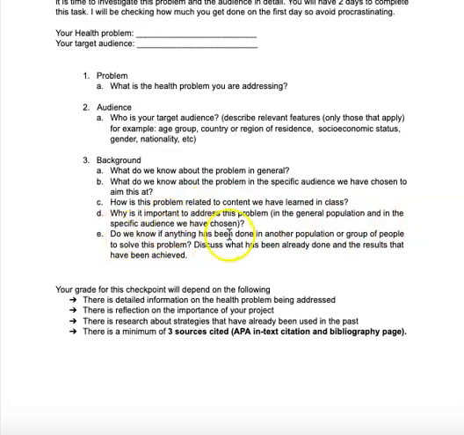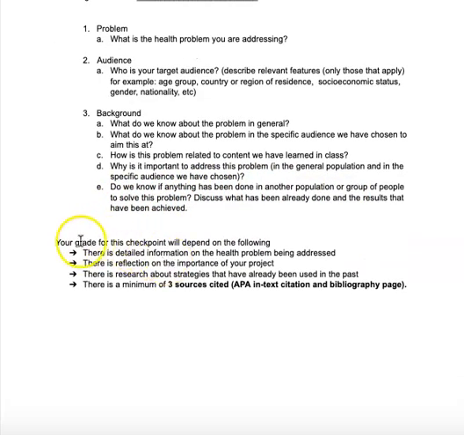Do we know if anything has been done in another population or group of people to solve this? If your problem has to do with trans fats, have other populations or regions or nationalities solved this problem in some way or form? You need to look for that information and discuss what has already been done and the results. Okay?